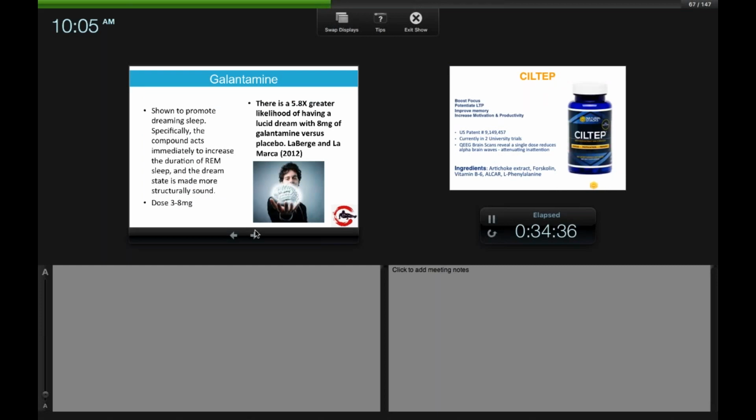Let's talk about galantamine. Galantamine was removed from the market for about 10 years from the FDA. There are people who are taking way too much of it. But galantamine is what you want if you want a deeper sleep and much more clarity when you wake up in the morning. So I don't know how you guys are sleeping, but one of the biggest things you can do is try galantamine. And it will immediately increase the duration of REM sleep.